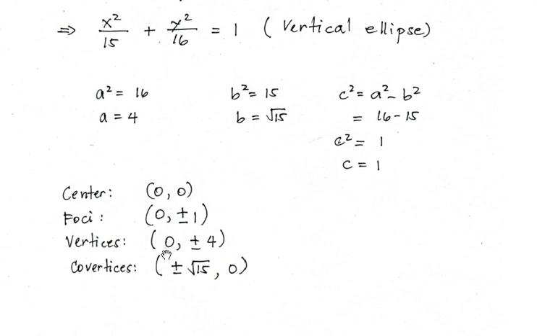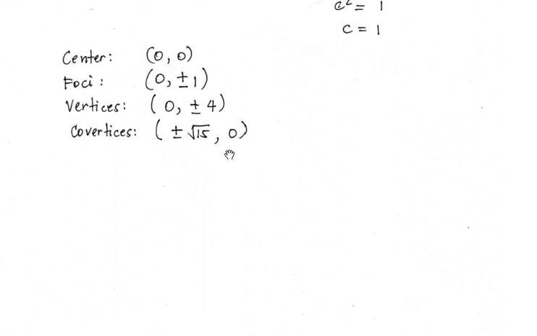So we have the vertex. The endpoints of the major axis are 0, 4, and 0, negative 4. Now, co-vertices. The co-vertices are the endpoints of the minor axis. And in this case, the minor axis is along the x-axis, with coordinates positive square root of 15, 0, and negative square root of 15, 0.